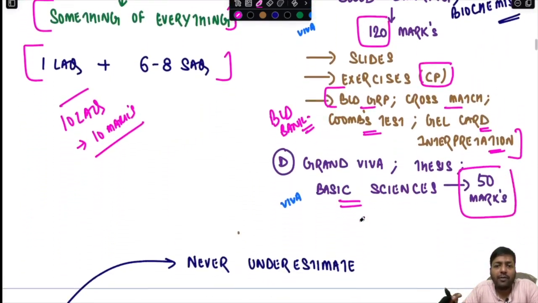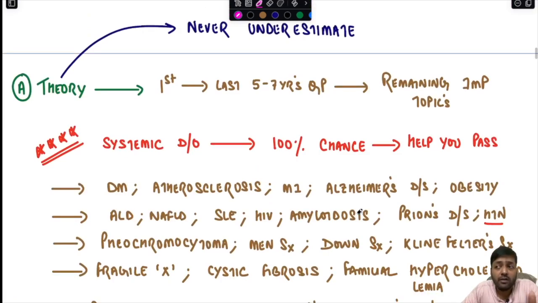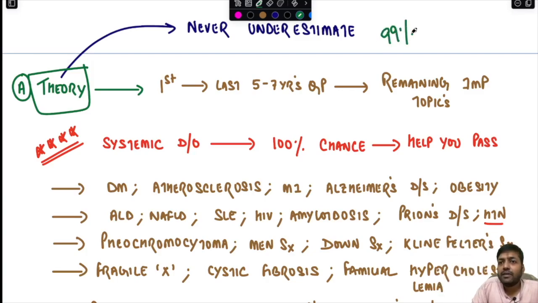Okay, now after having understood this part, I will go into details of the individual sections. That is, first the theory. So first of all, about the theory, the most important thing is you should never underestimate theory. Remember one thing, 99% of residents who fail the MD or the DNB examinations are mainly failing in the theory exams. It is in the theory exam that you fail, not the practical. Even the worst of the worst students pass practicals, but it is the theory where they fail. So do not underestimate the theory.